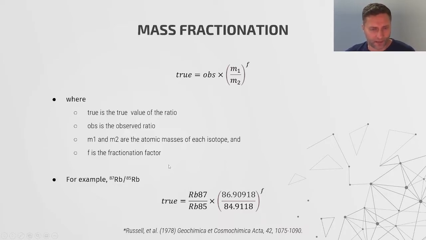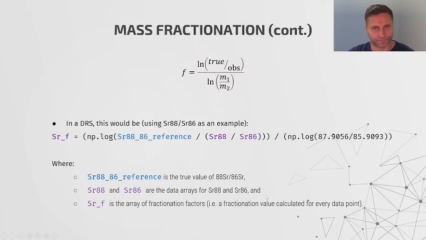And we can work out what the true ratio is by putting in our observed ratio, so taking the array of 87 to 85 values, for example, and multiplying them by the atomic masses and to our fractionation factor here, this F value. Similarly, we can work out what this F value is beforehand by taking some observations and knowing what the true value is. When I say true here, I basically mean the accepted value of the ratio, and dividing that by the natural log of the atomic masses.